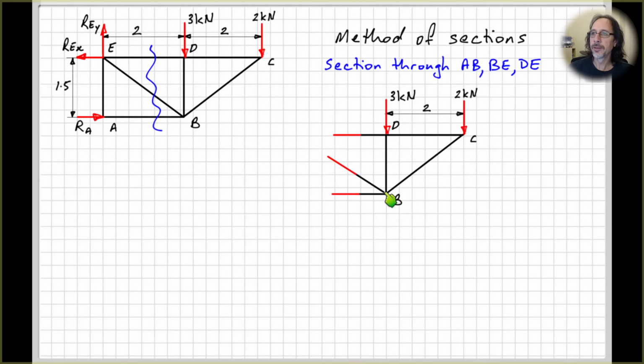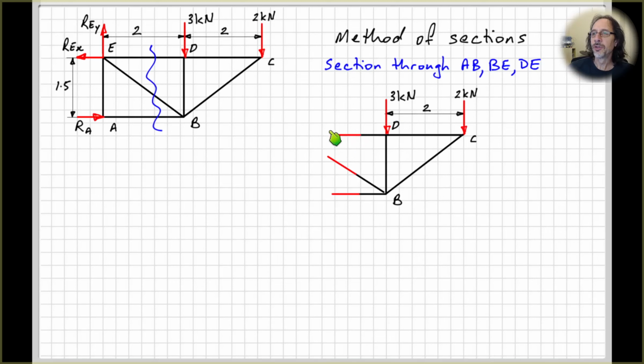We need to think about where we're going to take moments about. And usually in taking your cut through the section, you'll have 2 of the members meeting at a joint, and then a third one somewhere else. So if we take moments about point B here, the force from member BE and the force from member AB both pass through point B. So therefore they have 0 moment about point B. So if we write our equation of equilibrium about point B, that will enable us to solve for the force in ED straight away.